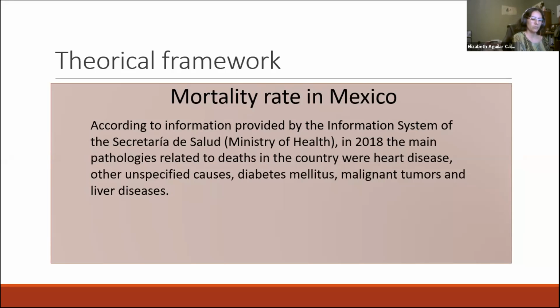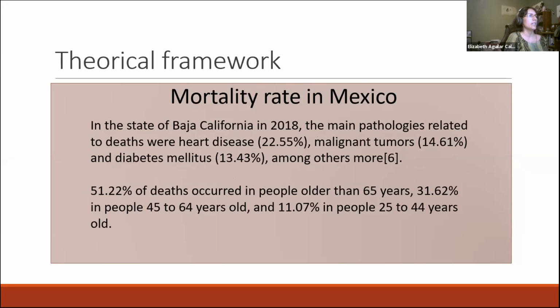Then I'd like to talk about the mortality rate in Mexico. According to information provided by the information system of the Secretaría de Salud, Ministry of Health, in 2018, the main pathologies related to deaths in the country were heart disease, other specific causes, diabetes mellitus, malignant tumors, and liver disease. In the state of Baja California, in 2018, the main pathologies related to death were heart disease, malignant tumors, and diabetes mellitus, among others.